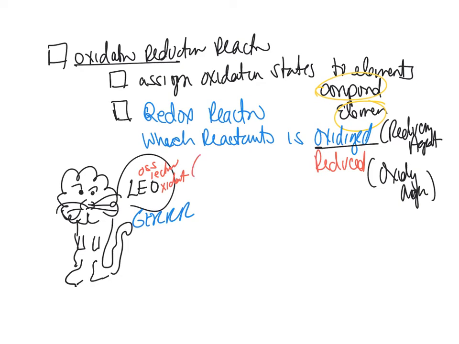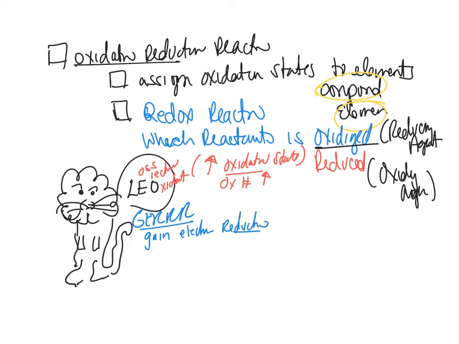And so you're going to see that as an increase in oxidation state. Okay, so the oxidation number will increase. Grr is a gain in electrons, and that's reduction. And so that's a decrease in the oxidation state, and that will be oxidation. So you kind of have to remember that. And then when you see the reactions, there's some rules on oxidation numbers that I recommend that you read.